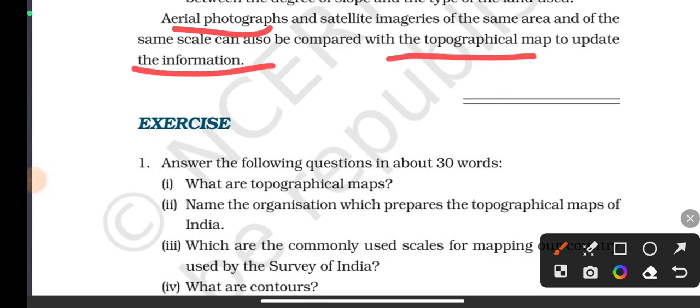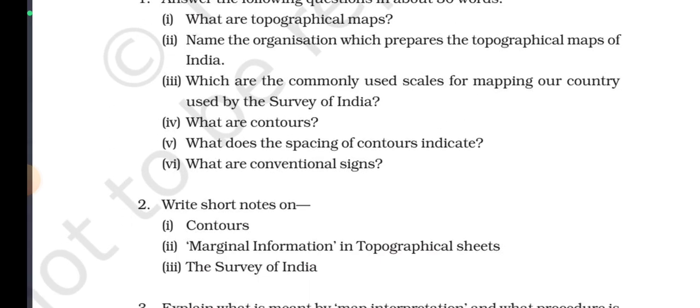Now let us see the exercise part quickly. Answer the following questions in about 30 words. What are topographical maps? Name the organization which prepares the topographical maps of India. Which are the commonly used scales for mapping our country used by the Survey of India? What are contours? What does the spacing of contours indicate?